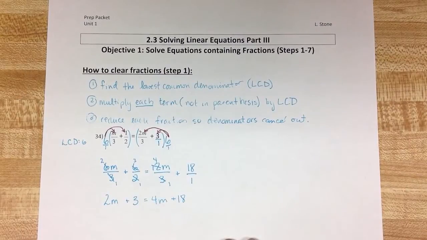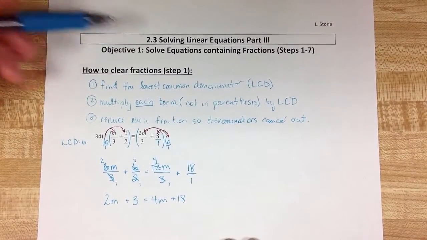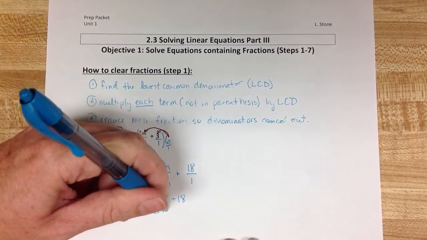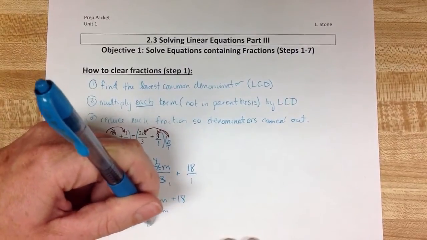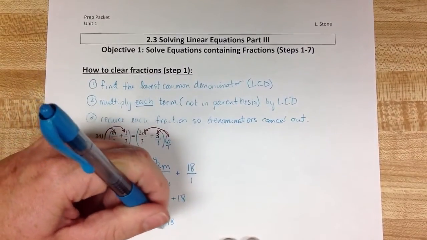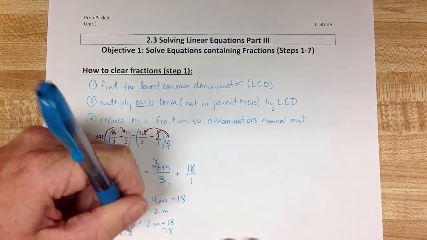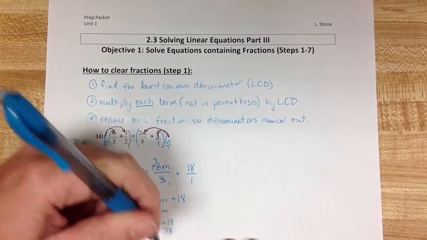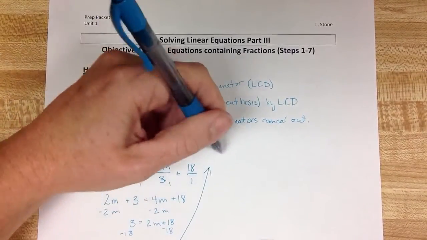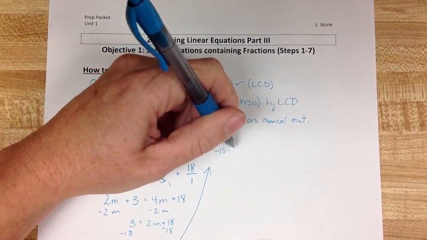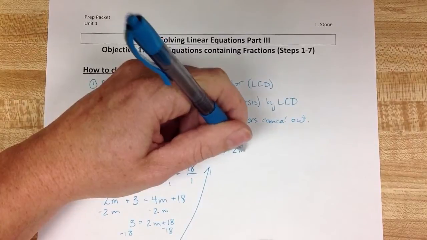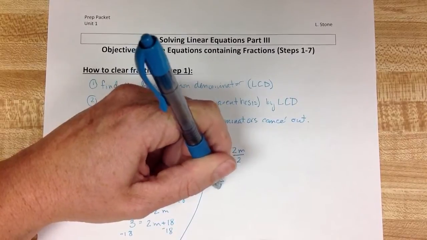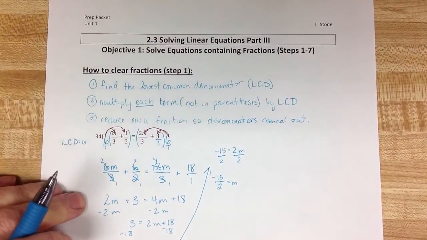I'll solve this equation using the same math I've used in the previous objectives when we were learning how to solve linear equations. I'm going to move all my variable terms to one side, all my constant terms to the other side, and divide by 2 here at the end to get a final answer of 15/2 equals m.